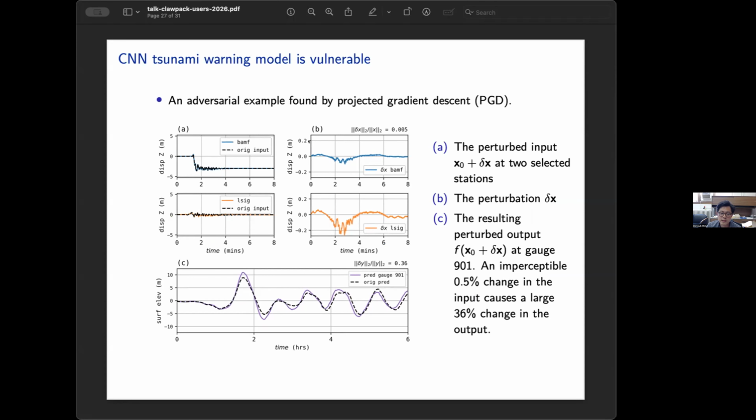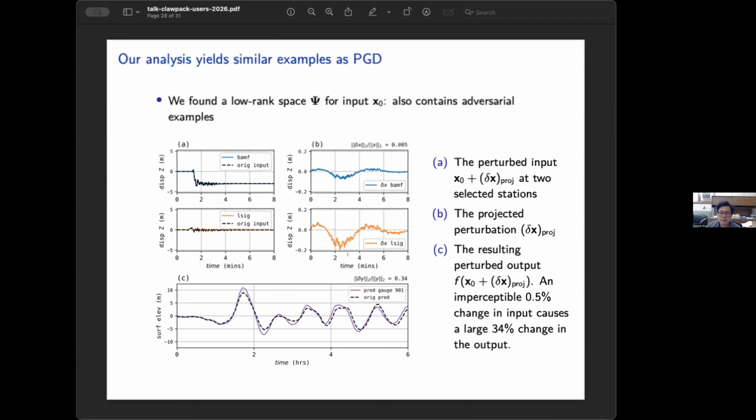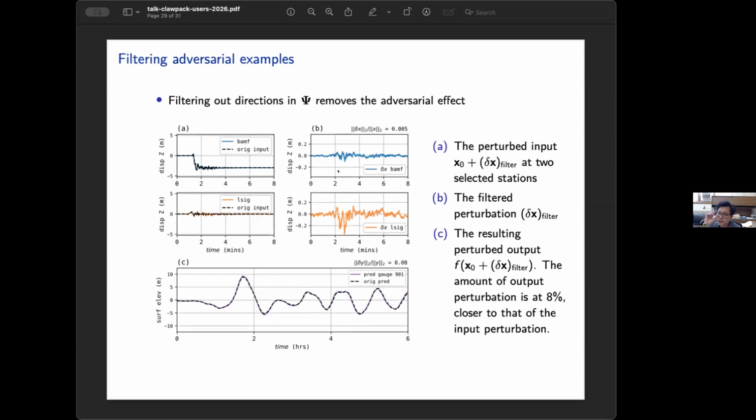Less than 0.2 meters in amplitude. So that's about a 0.5% perturbation. And your tsunami prediction actually changes quite a lot, by about 4 to 5 meters at the maximum amplitude. So a 0.5% perturbation in the input changes 36% in the output. Our prediction models suffer from the same kind of pathological behavior. In this study, we found some low-rank space that if you filter out this perturbation in that direction, somehow this effect vanishes.